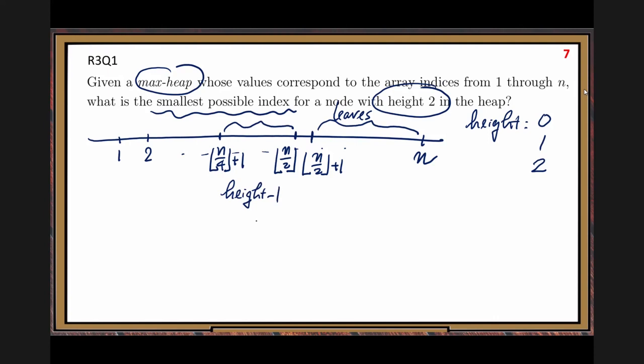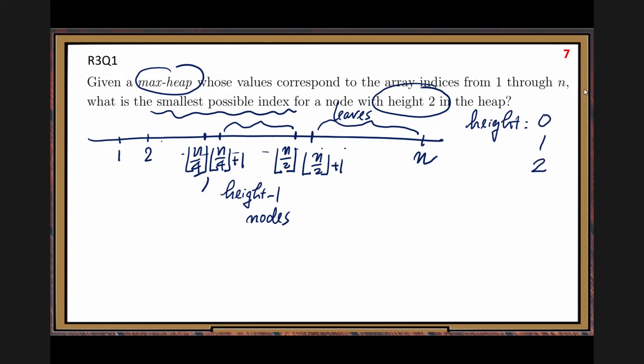Height 1 nodes. Okay? That range. All right. Then, the height 2 range. The nodes in the height 2 range: n over 4, this time floor function. All right.